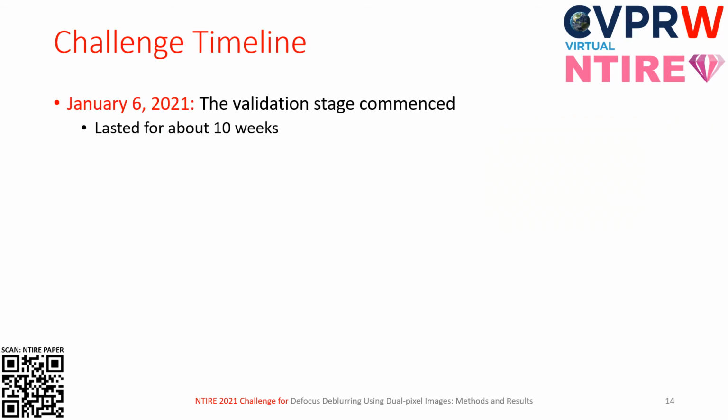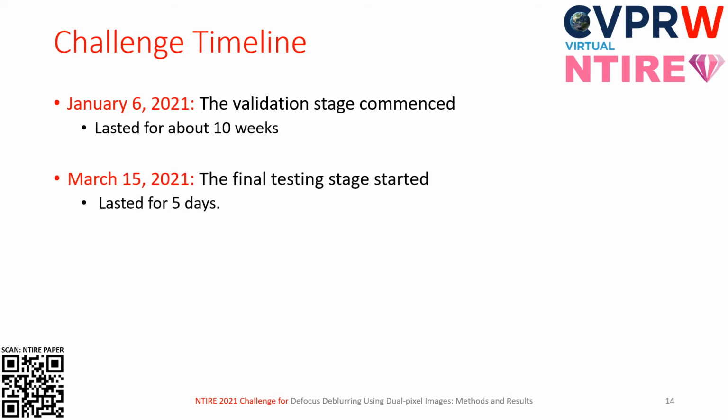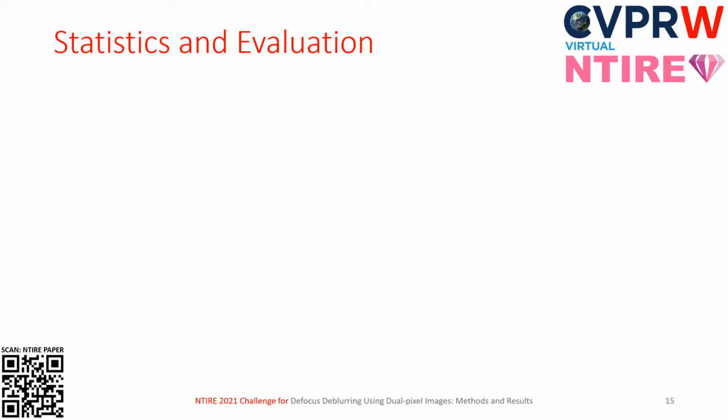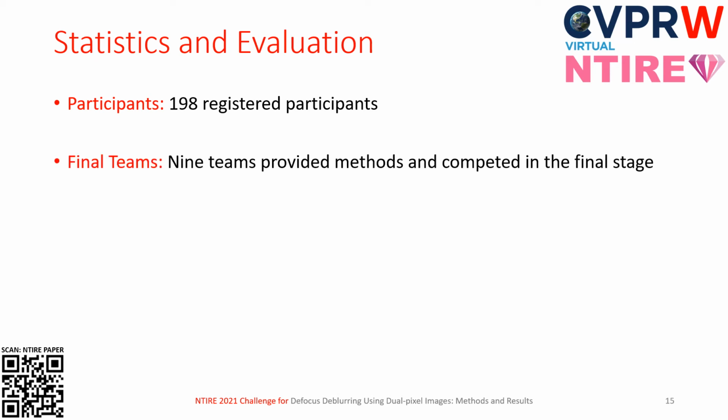As for the challenge timeline, the validation stage started on January 6 of this year and lasted for 10 weeks. Then on March 15, we opened the final testing stage that lasted for 5 days. On March 20, we closed the server and announced the end of the challenge. Then on March 26, we shared the results with the participants. Here are some statistics. We had 198 registered participants, including 9 teams that provided methods and competed in the final stage.